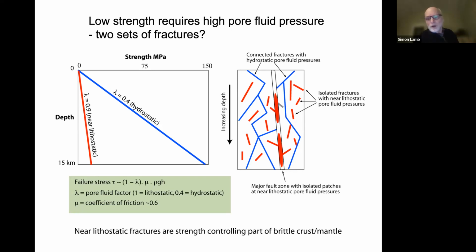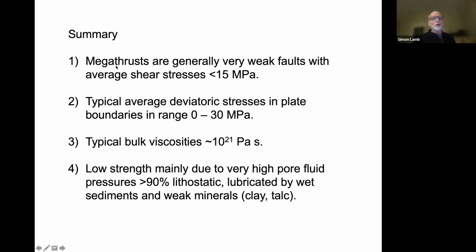Okay, well, I've probably gone on much too long, so that's the end of my talk. Just as a summary, big megathrusts, which are the biggest faults on the planet, are very weak faults, with typical stresses at failure of about 15 megapascals.